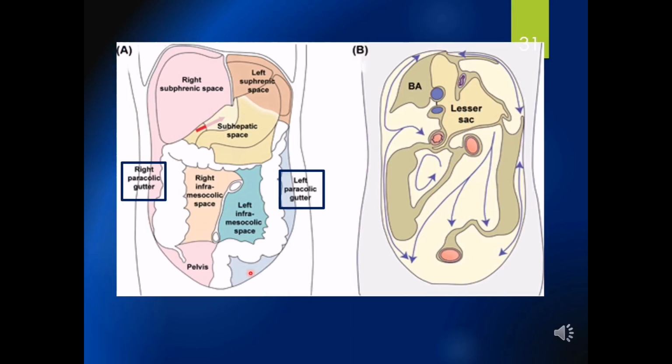Two paracolic gutters, the right paracolic gutter which runs laterally to the ascending colon, as well as the left paracolic gutter which runs laterally to the descending colon.